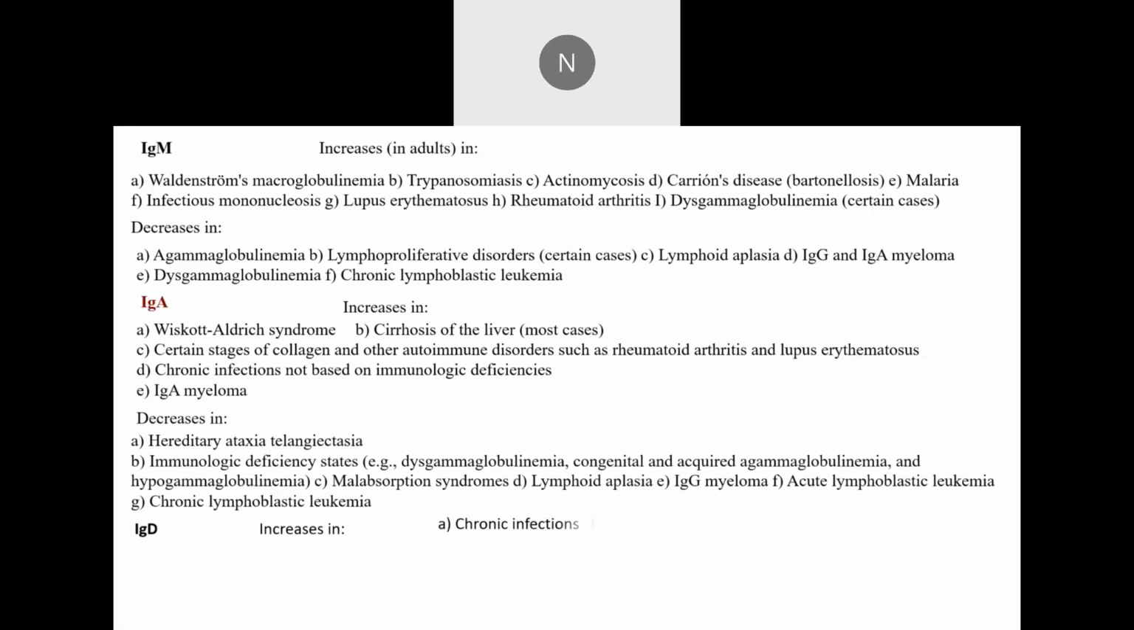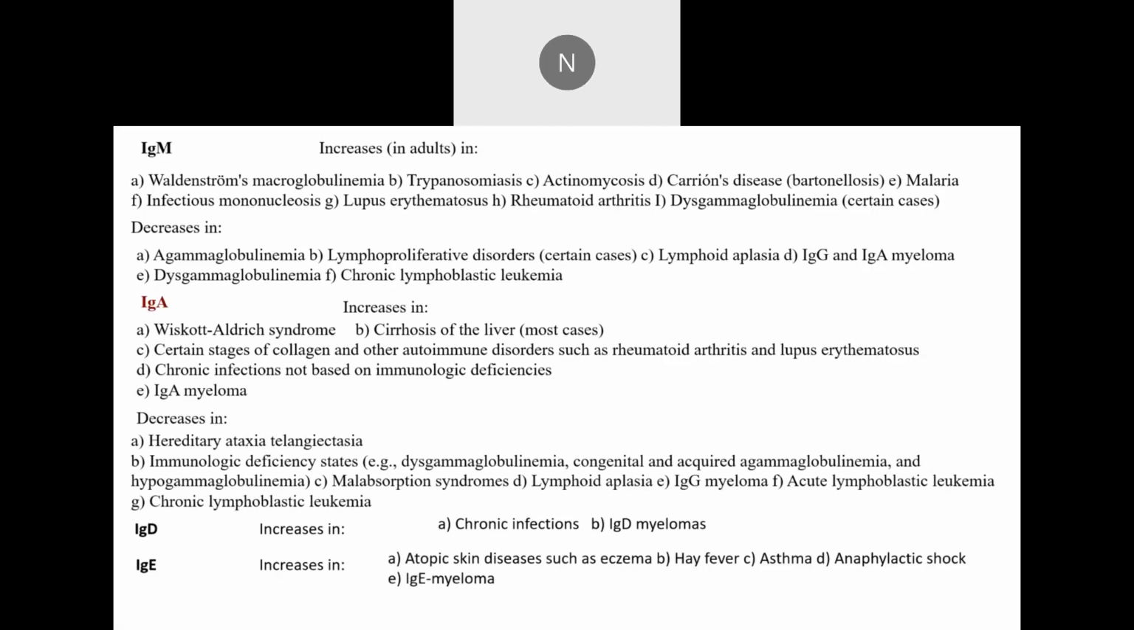And IgD increases in chronic infections and IgD myelomas. IgE increases in atopic skin diseases such as eczema, hay fever, asthma, anaphylaxis, and IgE myeloma. And that can decrease in agammaglobulinemia. This is one condition, agammaglobulinemia, where most of the immunoglobulins will decrease.